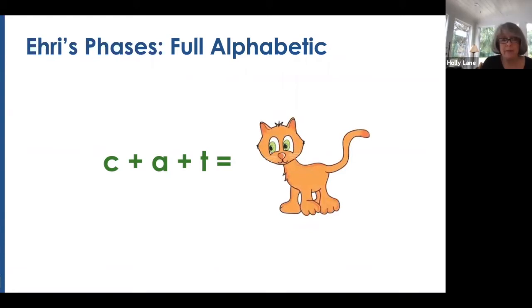The full alphabetic phase is where we want to get kids in their decoding skill with our early phonics instruction. But it doesn't stop there. Once kids have gotten to the point of letter by letter decoding, then we want to see them start combining those letters and sounds into chunks.